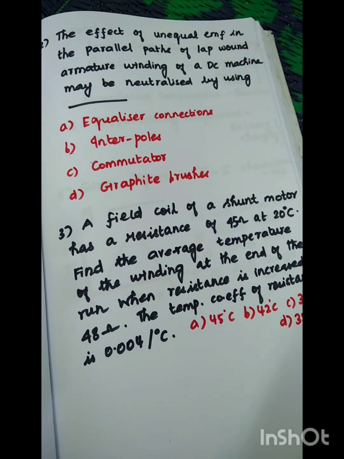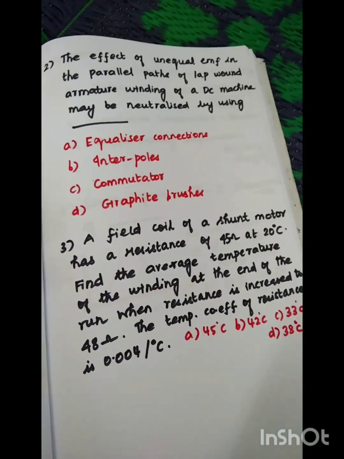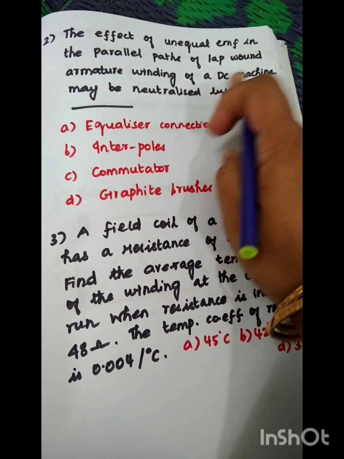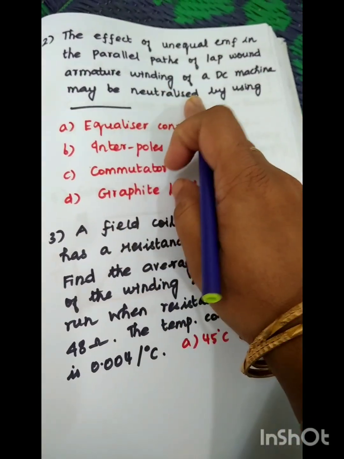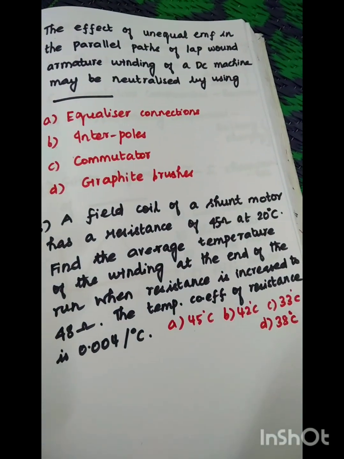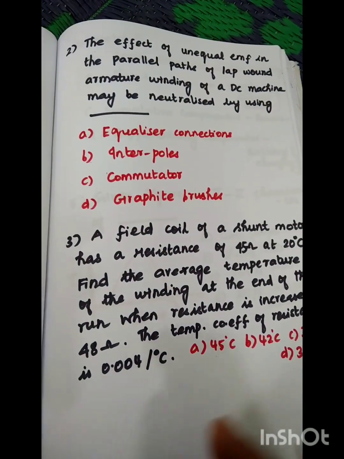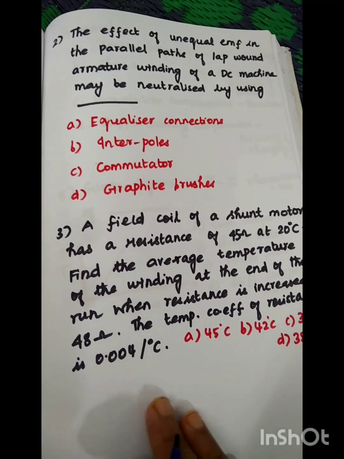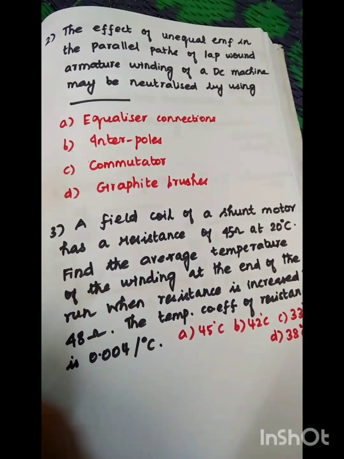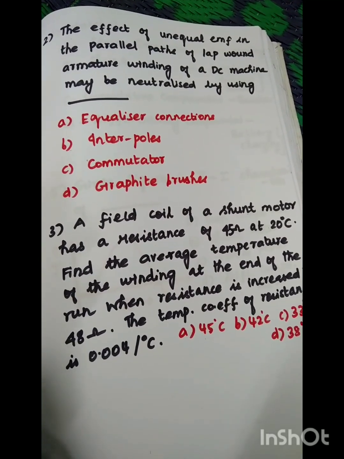The effect of the unequal EMF in the parallel path of a lap wound armature winding of a DC machine may be neutralized by using dash, they have asked. Actually, in lap winding the number of parallel paths is equal to the total number of poles, we know. But the question is how we are going to neutralize it.